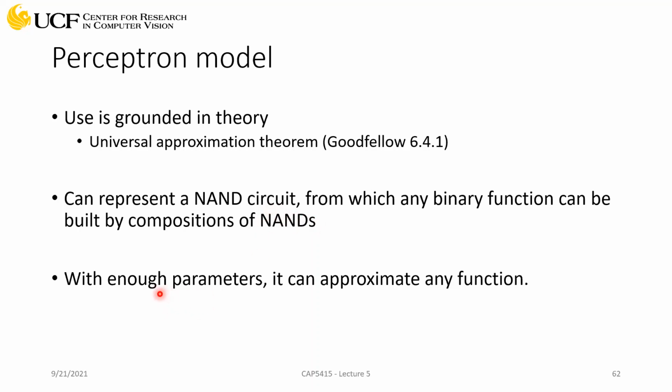Then the other thing is, if you have a sufficiently large number of parameters, ideally you can approximate any function, which is pretty interesting, right? Which means that these networks can learn anything.